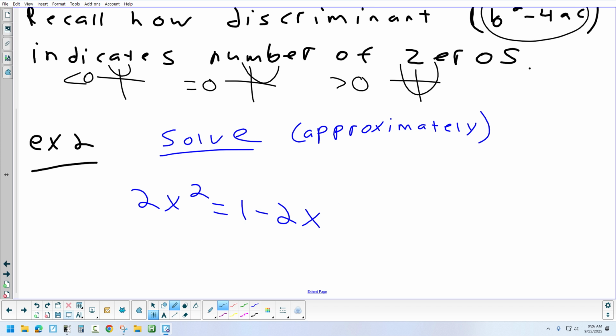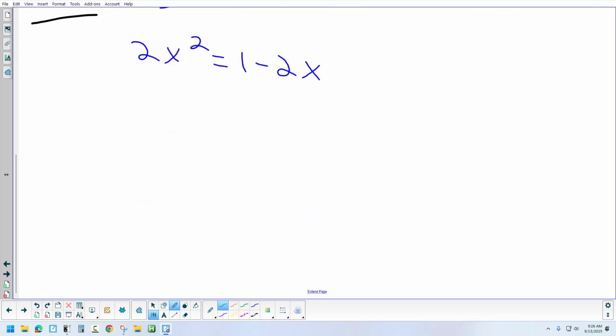Yep. You said equal to 0. You want it equal to 0, and I would recommend the x squared term being positive, because if you're going to factor, that's how you would probably do it. So can someone rewrite that for me with the x squared term positive and equal to 0? Yeah, 2x squared plus 2x minus 1 equals 0. Perfect.